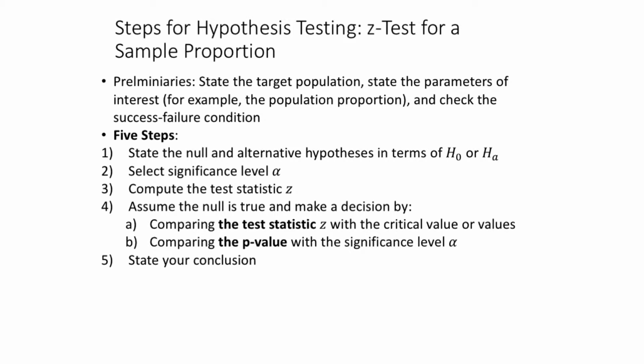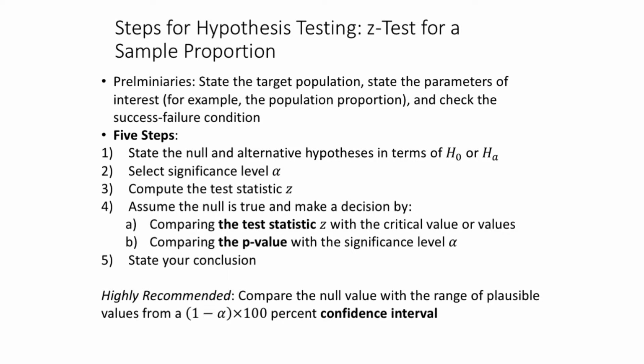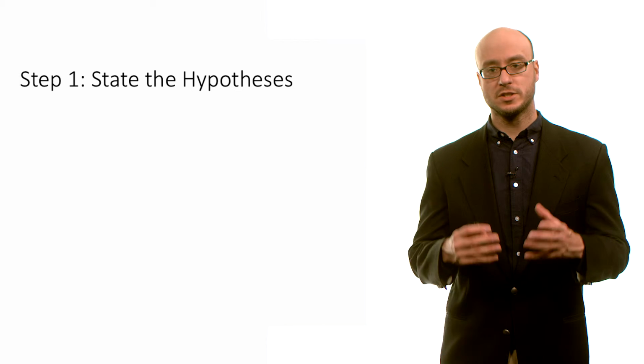Then you state your conclusion. Make sure to state it in substantive terms. Try to interpret your findings. And then, of course, I always highly recommend that you calculate a confidence interval. This is very useful because a traditional confidence interval is equivalent to a two-sided test. So you can compare the null value with the range of plausible values from a 1 minus alpha times 100% confidence interval. So let's go through these steps.